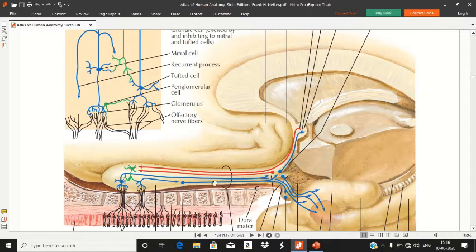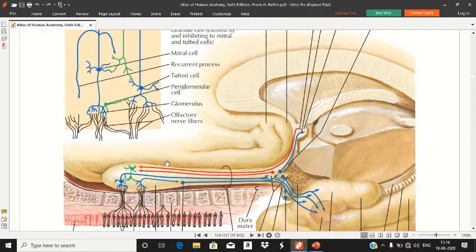The dendrites of the tufted cells, they are extending. This blue colored one is nothing but the dendrites of the tufted cells and the mitral cells. They are extending posteriorly in the olfactory tract. So a few axon collaterals make synapses with the external granule cells.